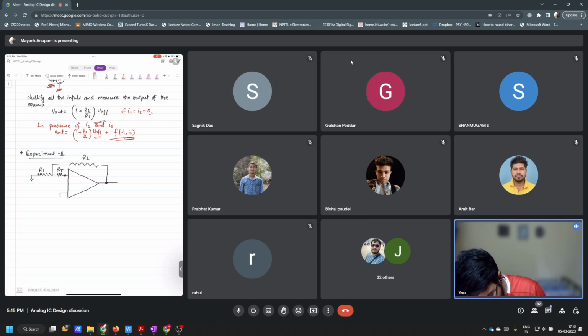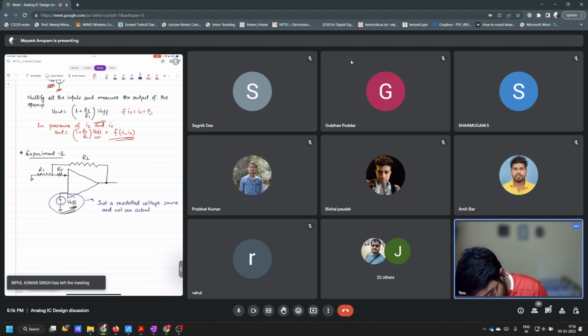So when you null it, the response will be simply because of this V offset, right? So I'm again saying that this V offset is not actually what we are applying externally. This is a part of the system itself. I'm just modeling it here. This is just a modeled voltage source and not an actual voltage.